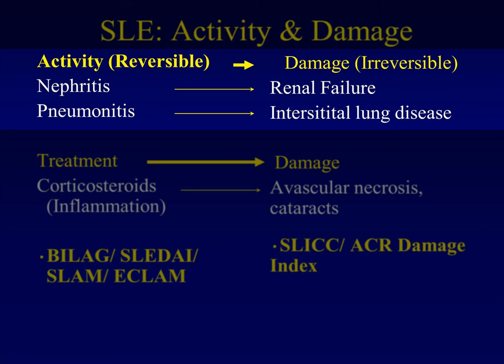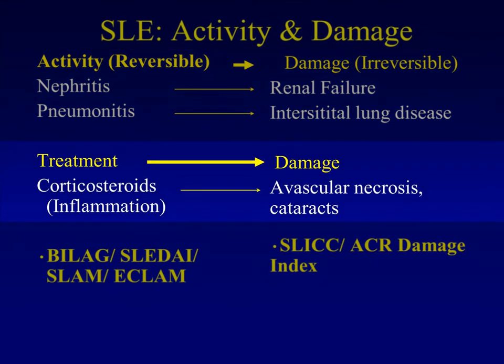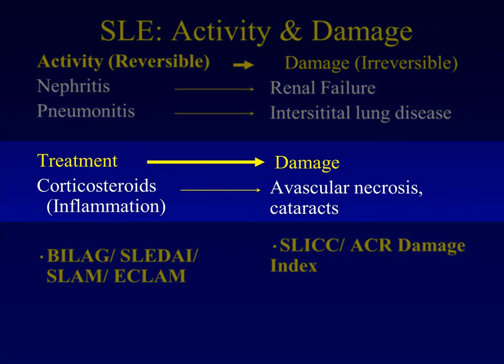Similarly, a patient with pneumonitis related to SLE can actually be treated, and the activity in the lungs causing the pneumonitis can be reversed and without organ damage. However, if it is untreated or inadequately treated, then the patient develops interstitial lung disease, which is irreversible. Importantly, treatment can also lead to damage. So corticosteroids, which are used to treat inflammation, can also result in avascular necrosis or cataracts, which are irreversible.